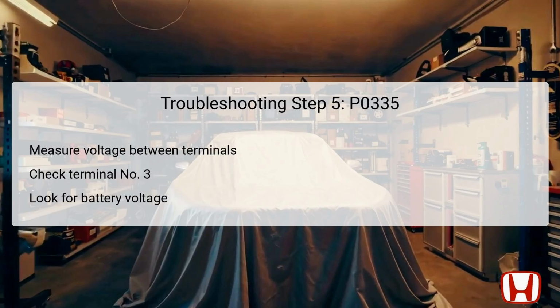In step 5, we will measure the voltage between CKP sensor 3P connector terminal number 3 and body ground. This test is vital as it verifies whether the sensor is receiving battery voltage. An appropriate reading indicates that the CKP sensor is being powered correctly. If we observe battery voltage at terminal number 3, we can confidently proceed to step 9 for further diagnostics.